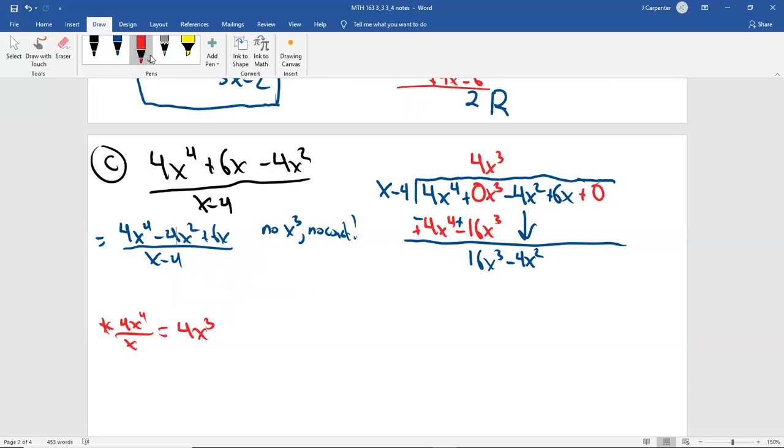X into 16x to the third. So I'm doing my divisions over here. 16x cubed divided by x will be 16x squared. So that's a plus 16x squared. We're going to multiply that out.